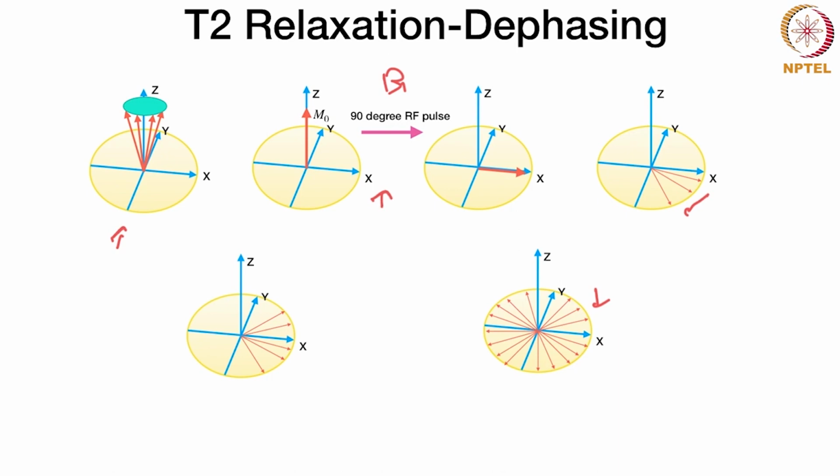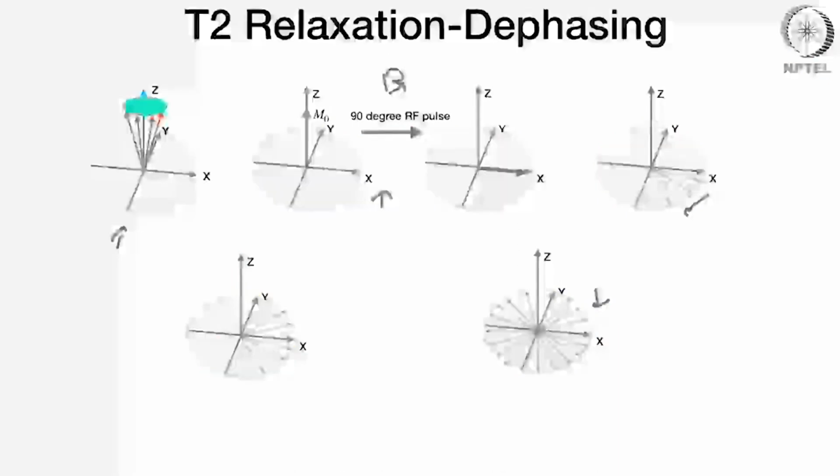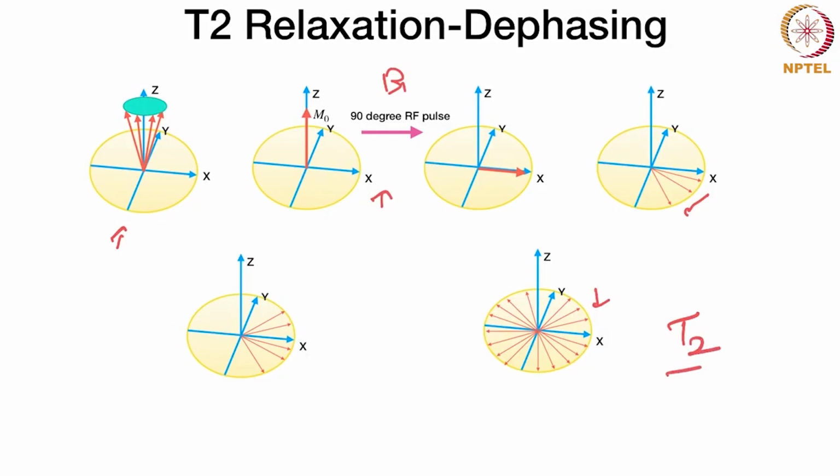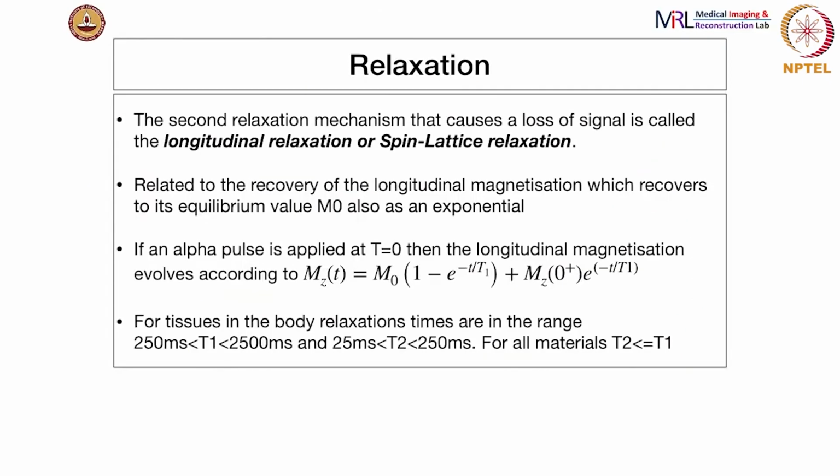This process is characterized by the time constant T2. So this is where the T2 contrast comes from.